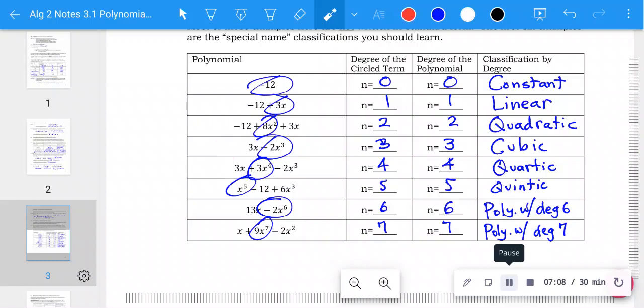All right, so that's how you classify by degree. And you will be expected to memorize all of those words and which degree they go with, 0 through 5. It only turns generic when you get to 6 and 7 and 8 and so forth.